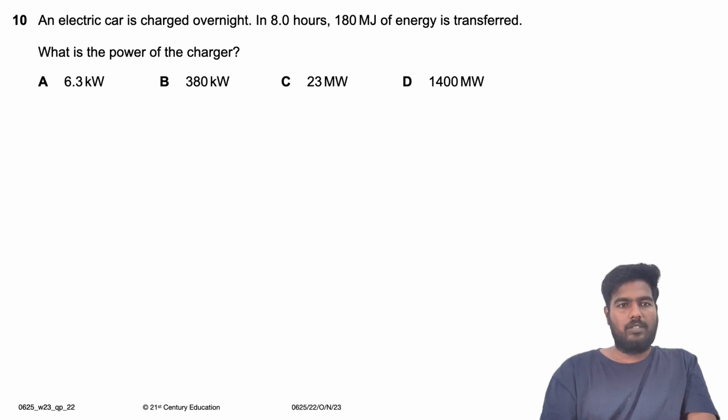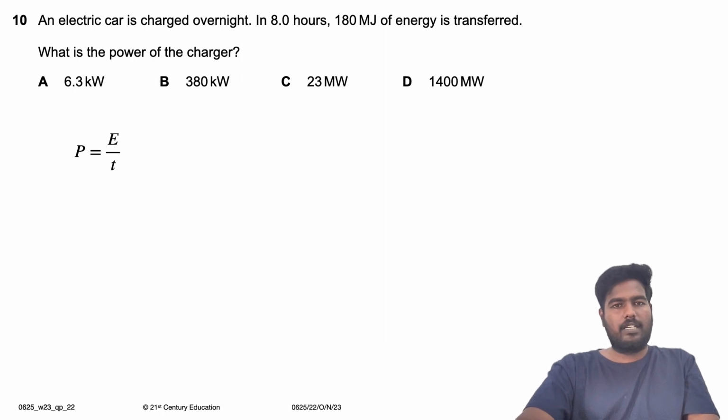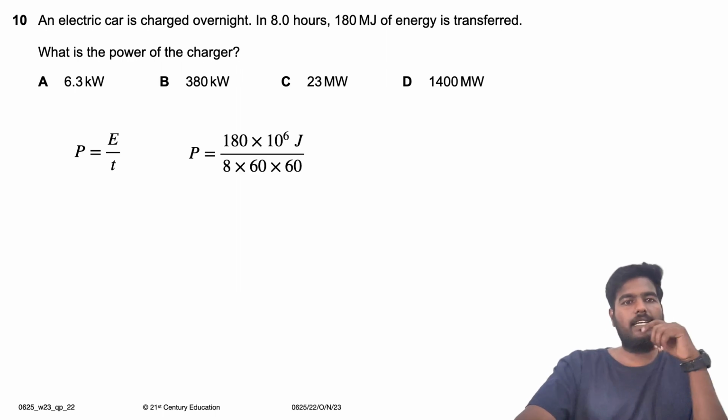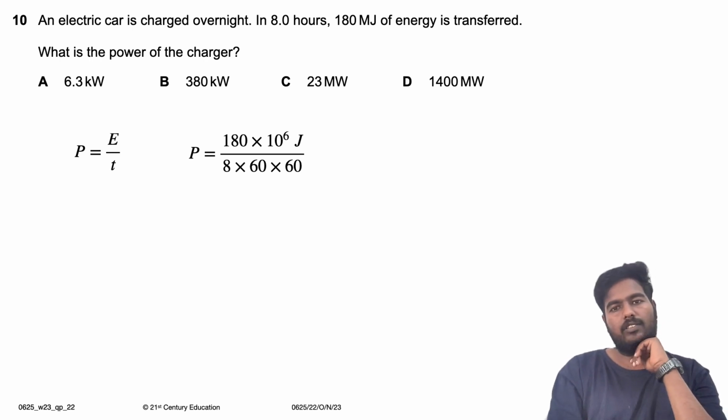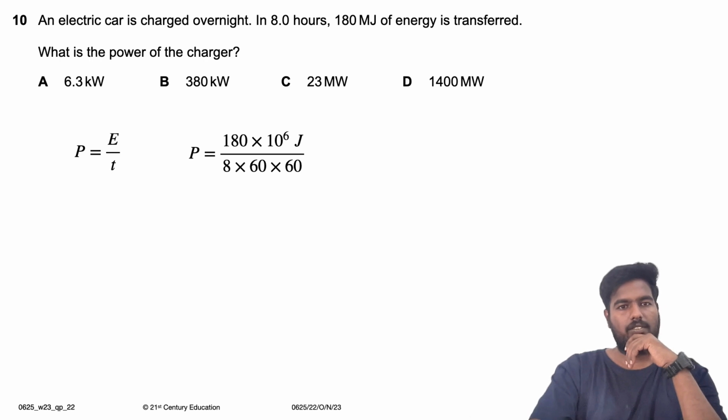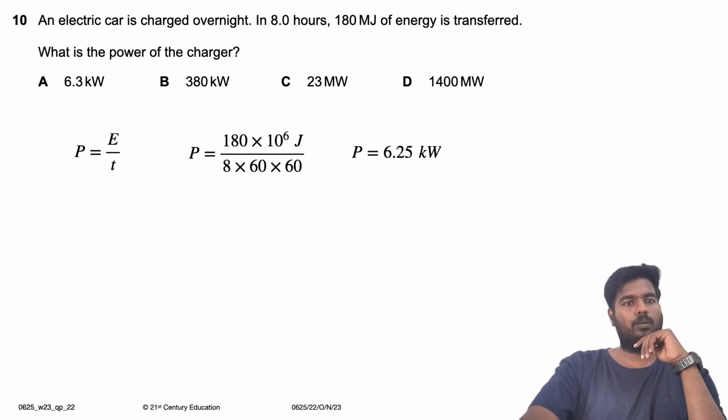So we know that power is energy by time. Energy is given as 180 megajoule. So this mega, we will convert into 10 power 6. So 180 into 10 power 6 joule divided by 8 hours. We have to convert that into seconds, as the SI unit of time is second. So 8 into 60 into 60. 180 by 60 is 3, we can cancel out, and then we will get approximately 6.25 kilowatt. So you can round that off to 6.3 kilowatt.